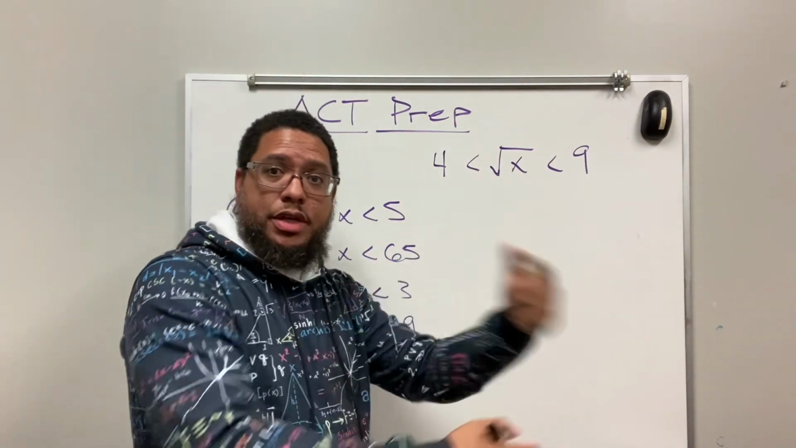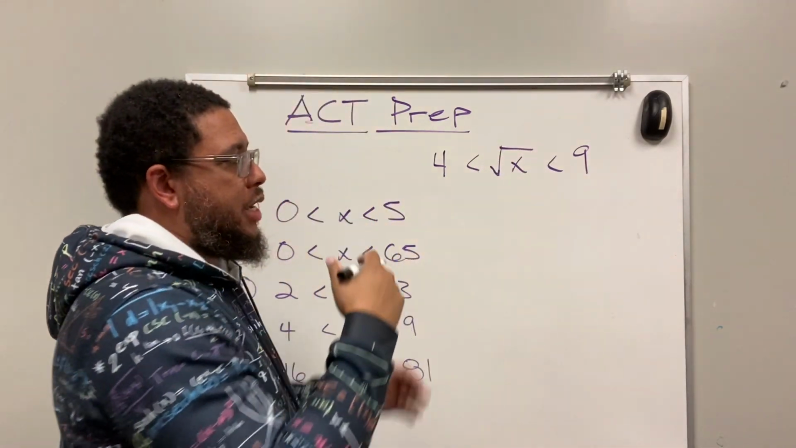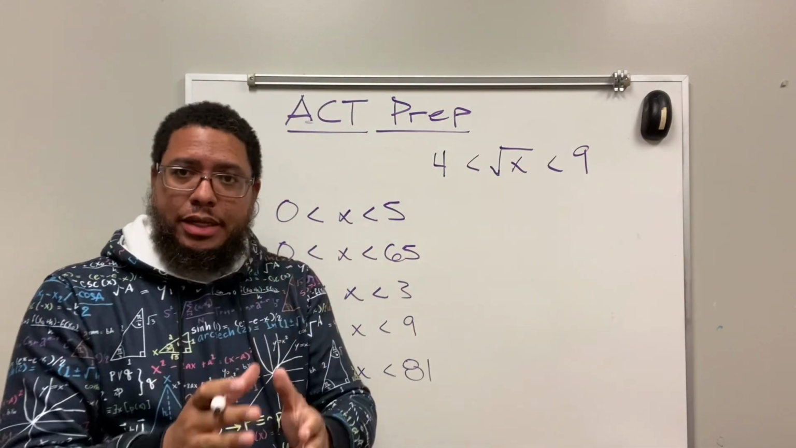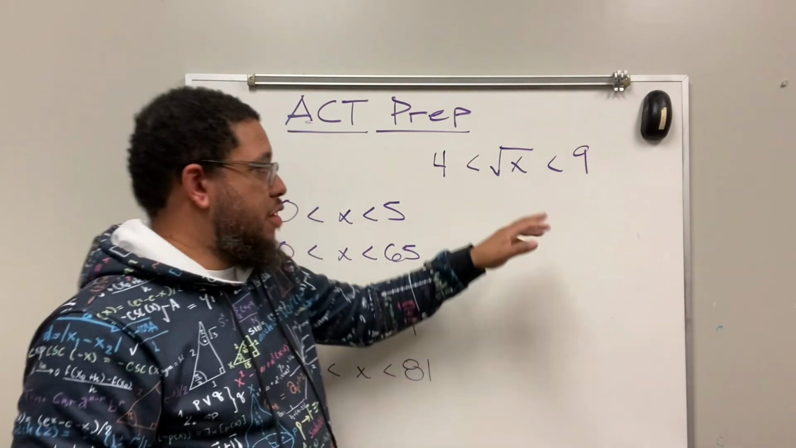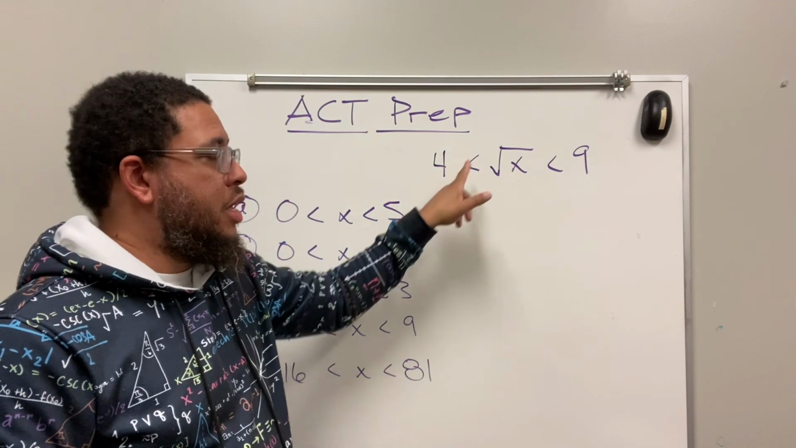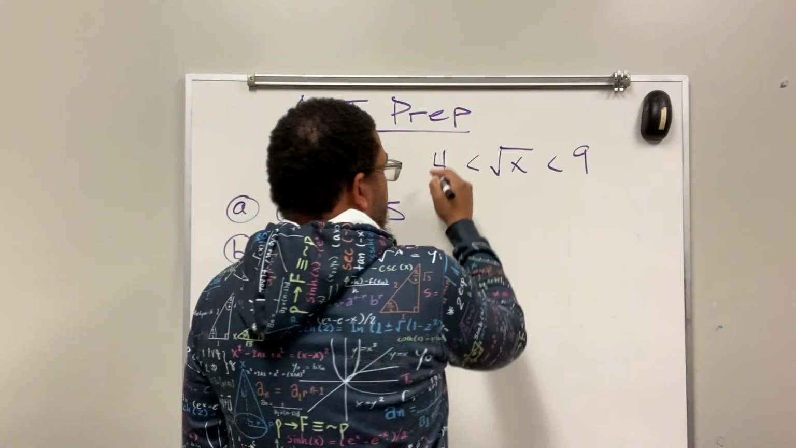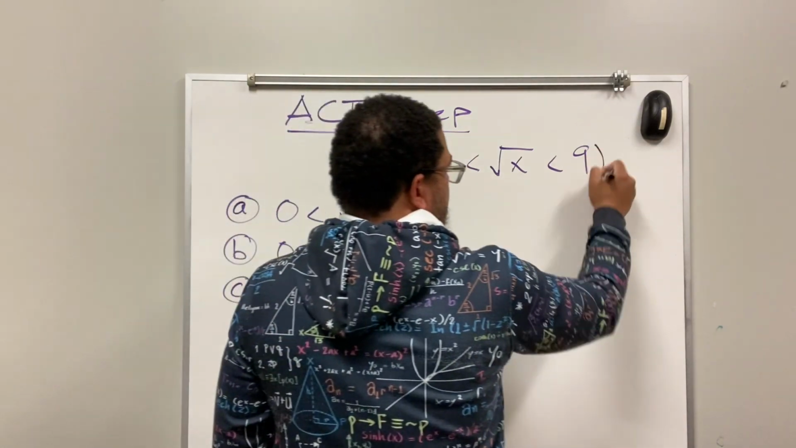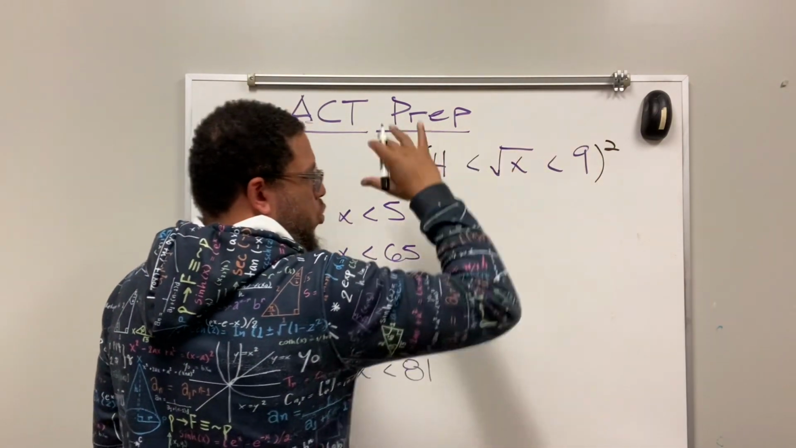It's squaring something. So that means I'm gonna square this, but because it's an inequality, I gotta stay balanced, just like with an equation. If I square this, I gotta square this. And if I square this, I also gotta square that. So everything gotta get squared. So square everything. Square the whole thing, right?